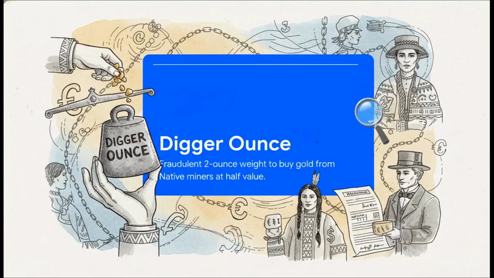The crucial takeaway here is how deeply incentivized this extermination was by everyday economic exploitation. For example, white retailers used a fraudulent 2-ounce weight they called a digger ounce. They'd use this to buy gold from Native miners, tricking them and ensuring they only paid half of what the gold was actually worth. This kind of casual, everyday economic theft happened right alongside California state laws that established an indentured system, which, let's be clear, was just legalized Indian slavery.